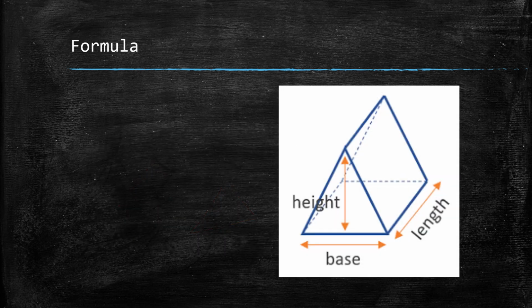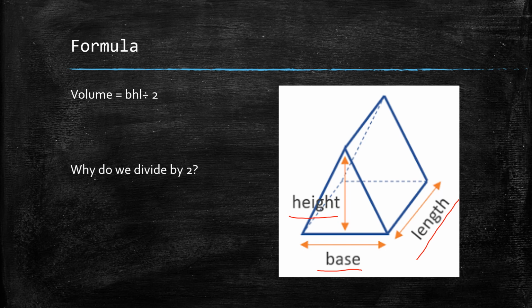Okay, so we're going to look at the formula. And the formula is very similar to the rectangular prism, but there is one slight difference. Hopefully you're able to pick up on it. Your volume is going to be your base times the height. So let's look at that. You have the base times the height times the length divided by 2.